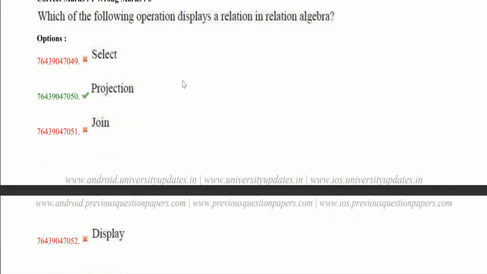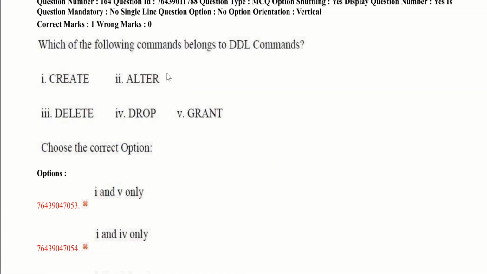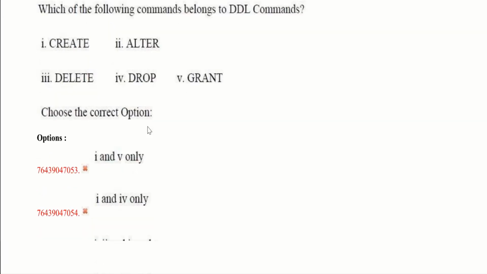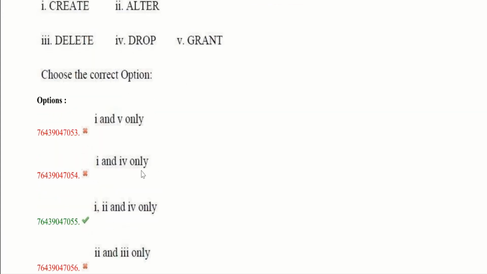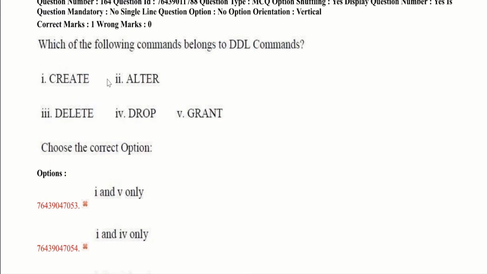Now let's get into our fourth question. Which of the following commands belong to DDL commands? Create, alter, delete, drop, grant. Create, alter, and drop are the DDL commands. Be thorough with all the commands because in the exam you may get confused. Here, these options may confuse you a lot. So be thorough with all the commands. What are DDL commands? What are DML commands? And TCL commands, etc.